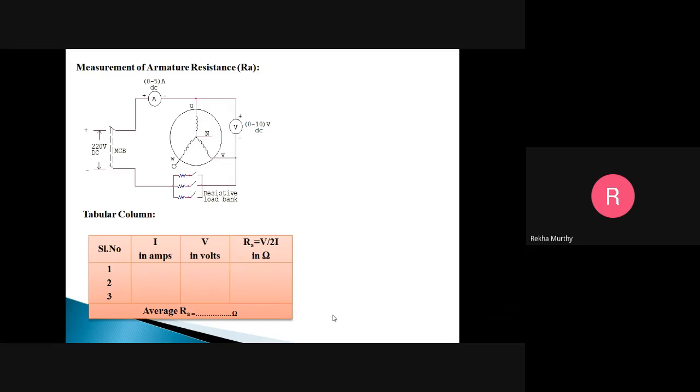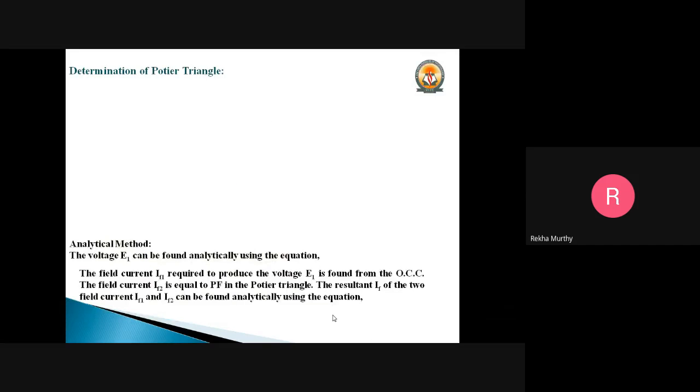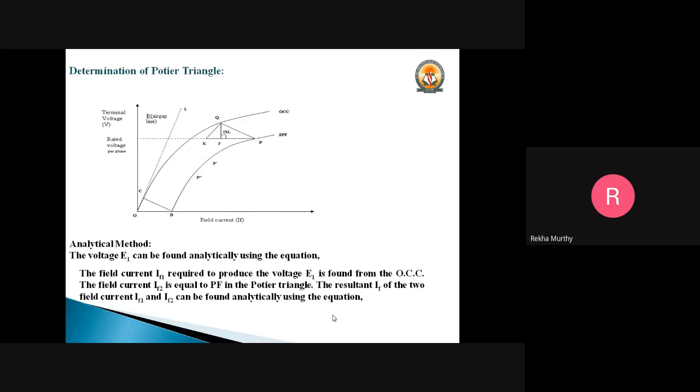Then the same value can be taken down as what we did for the EMF and MMF methods, that is nothing but the armature resistance. So armature resistance is measured here as what we have done. Similarly, this is a different way of solving the voltage regulation, by making use of the Potier triangle.